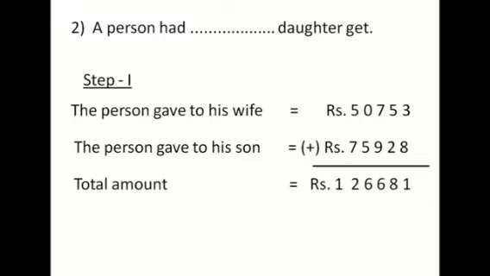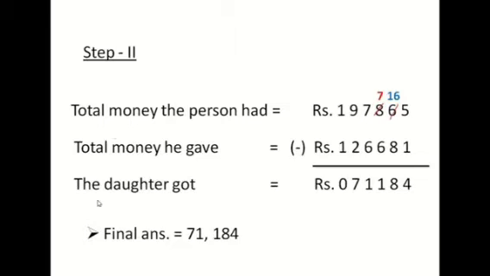So, the first step, you have to find out how much money he has given to his wife and son. So, you can write step 1 as the person gave to his wife rupees 50,753. The person gave to his son rupees 75,928. If you do addition, you will get the total amount he has given to his wife and son. I hope you all have done correct. It is 1,26,681.